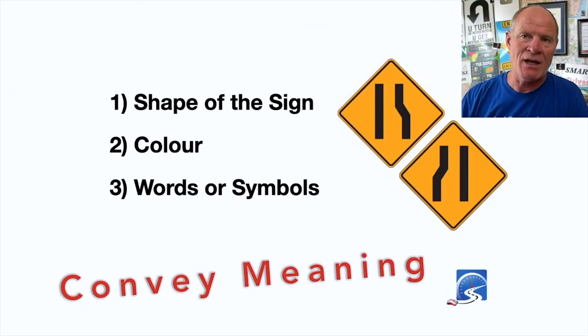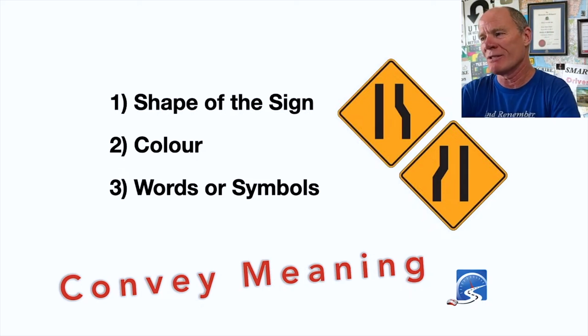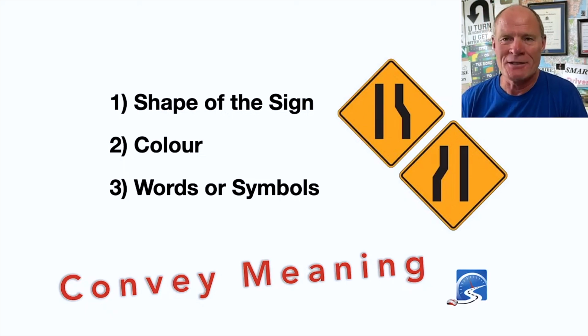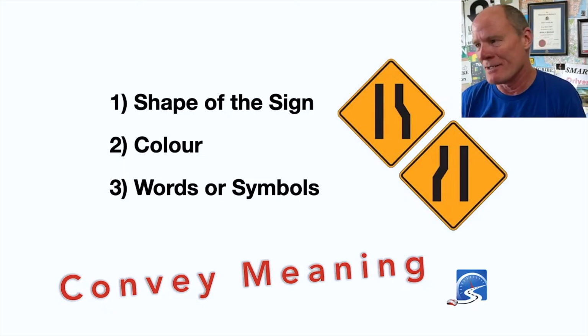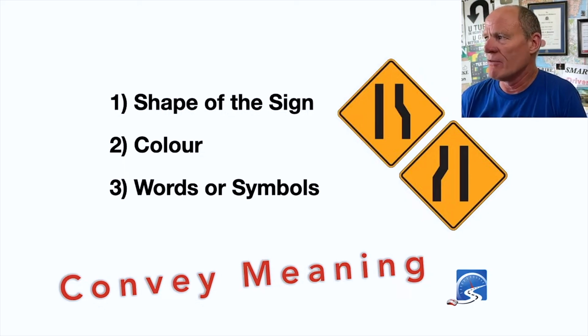The three ways that signs communicate information is the shape of the sign: rectangular, diamond, triangle, inverted triangle. Some people will argue with me that there's no such thing as an inverted triangle. I would say different, that there is such a thing as an inverted triangle, and a yield sign is an inverted triangle, but I digress. Octagons, pentagons, these are all different shapes of traffic signs.